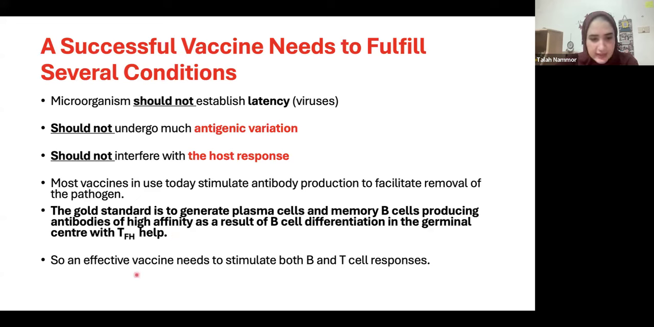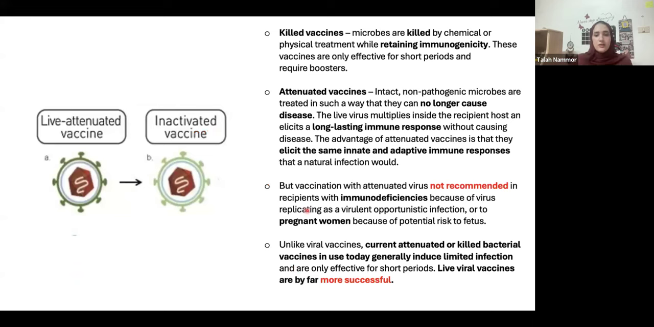We want to make sure that effective vaccines stimulate both B and T cells. Now let's start with the different kinds. We have live attenuated and inactivated. What's the difference? For the inactivated vaccine, we bring the virus and kill it, it's dead. Or we attenuate it, and by attenuate we mean it cannot cause a disease.